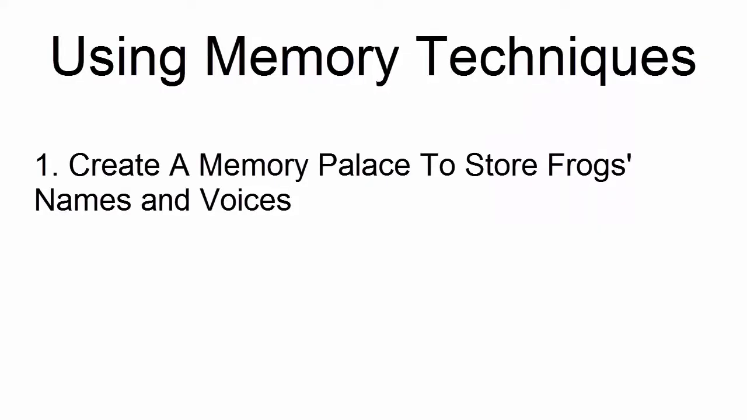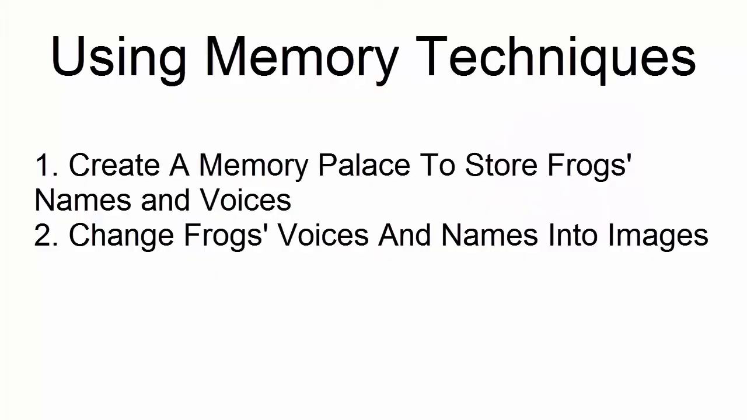So let me explain how. The first step is to create a memory palace with as many locations as I have frog voices. Say if I have 20 frog voices, just to keep it simple, I'm going to have a memory palace with 20 locations in it. Each frog voice is going to have its own location. Of course, if I have 100 frog voices, I might split that up into 4 memory palaces, each with 25 locations. That part's pretty easy. Step 1 is to get the memory palace to store all the information.